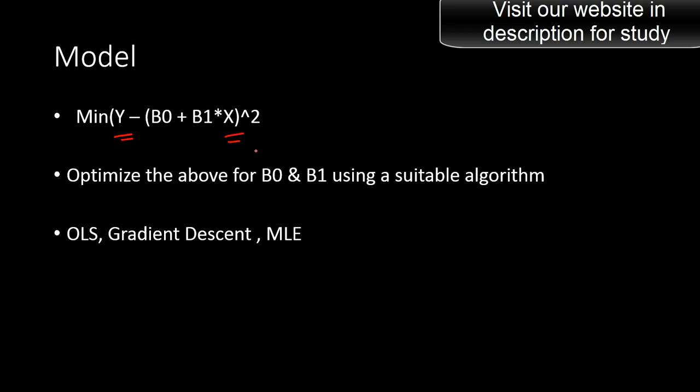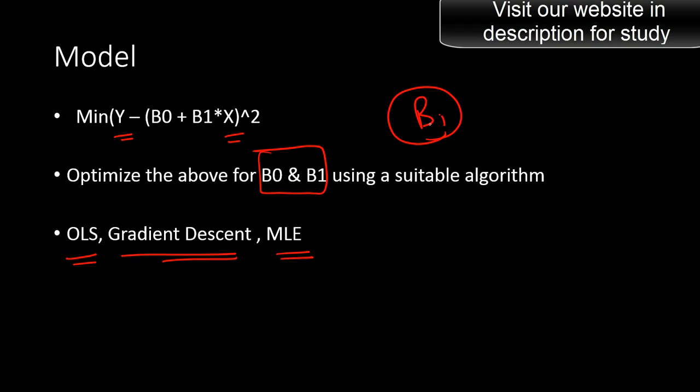So how do we find out the values of the parameters? Well, we optimize this cost function, and then that's how we find out the beta parameters, right? And the algorithms that we can use could be the ordinary least square, the gradient descent, or the maximum likelihood estimation, right? So with several such algorithms, we can find out the values of betas, which are the weights, or we can also say that these are the parameters of a model.